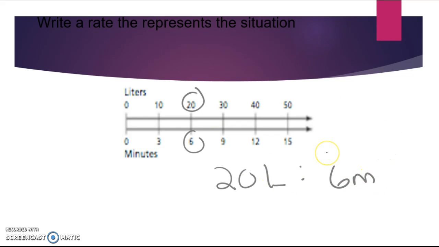Now, when we're writing rates, just like with ratios or anything else, we always have to simplify. This is not the most simplified version. The most simplified version would be, let's see, a number that can go into both 20 and 6 would be 2. So we have 10 liters, and then we have 3 minutes. So we would say that 10 liters for 3 minutes. Okay? Remember, you cannot forget your labels.